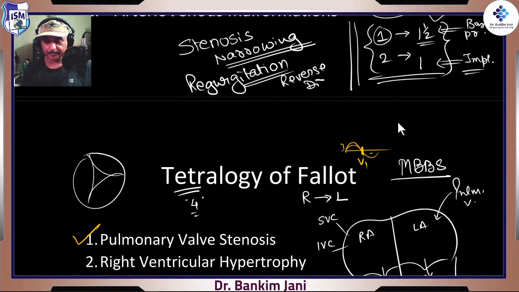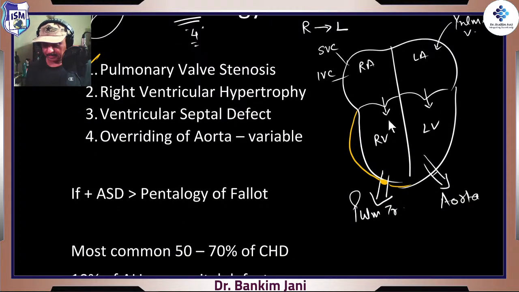So right now, when we say pulmonary stenosis, it means the outflow tract of the right ventricle is narrowed down. This is our first thing. The effect of it comes on the musculature of the right ventricle. Straight away our right ventricle is in the gym and has developed some good muscles. So this is right ventricular hypertrophy.